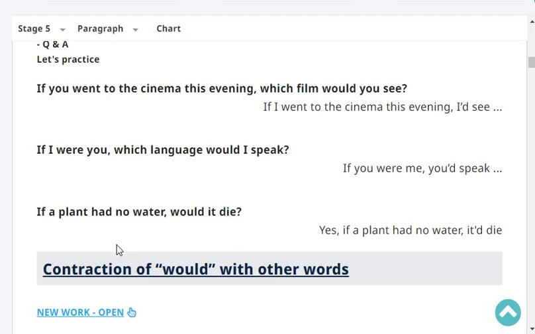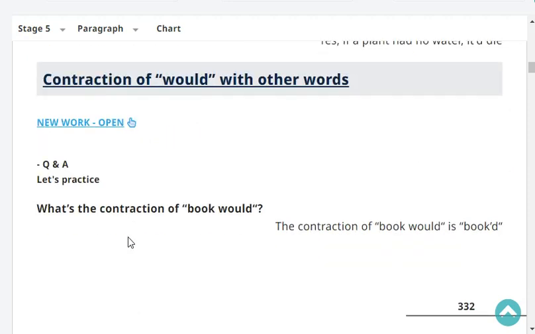Very good. If I were you, which language would I speak? If you were me, you'd speak Japanese. Right? If a plant had no water, would it die? Yes, if a plant had no water, it would die. Very good.